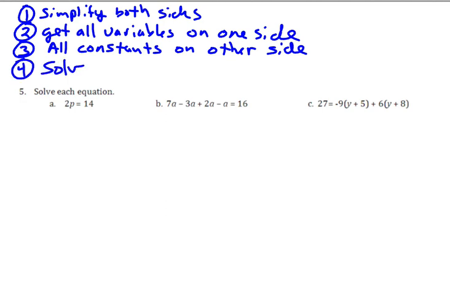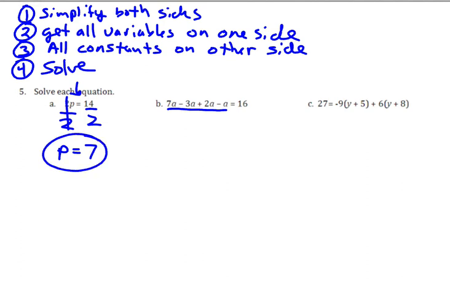Now, then all you really have to do is just solve it. And what I mean by that is usually you're going to divide both sides by a number to get that variable by itself, or multiply both sides by a fraction. This first one's pretty easy. 2p equals 14. Both sides are simplified. I can't add any like terms together like we're going to do with this one. And I got my variable terms on one side, constant on the other. So really all I have to do is get rid of that 2. It's 2 times p. The opposite of multiplying is dividing. So we're going to divide both sides by 2. 2 divided by 2 is 1, so they cancel out, and I get p is equal to 7.